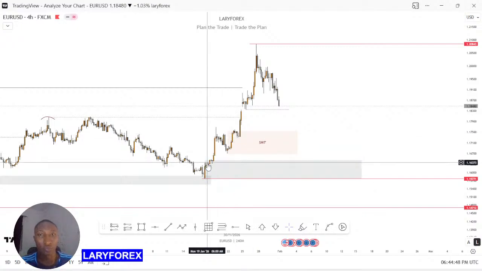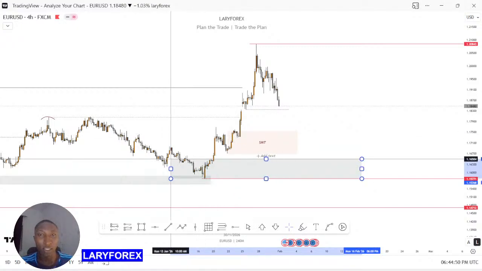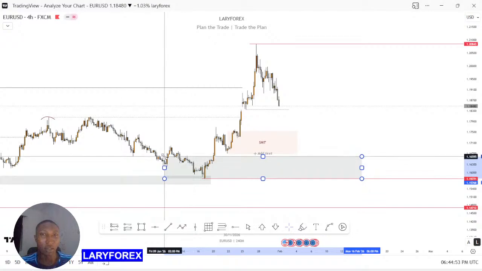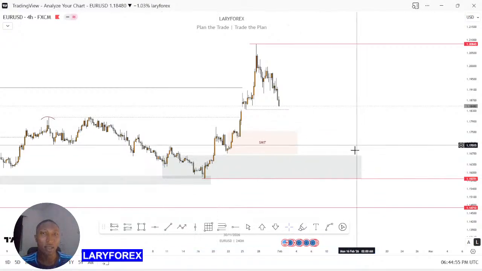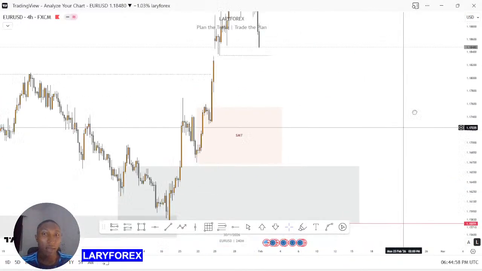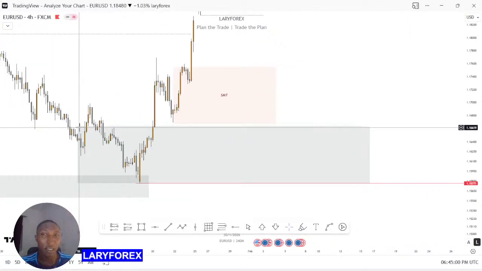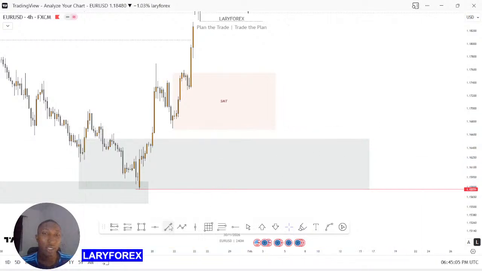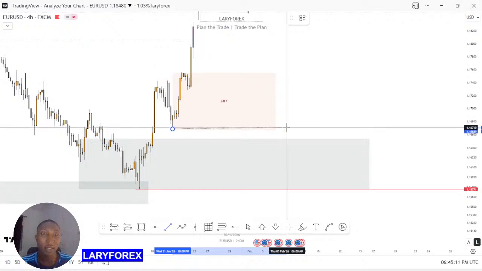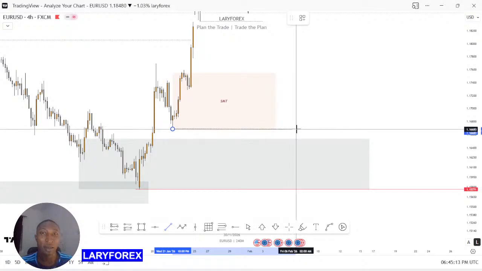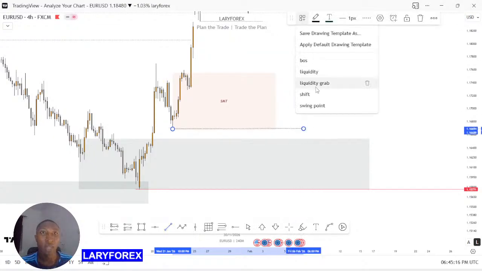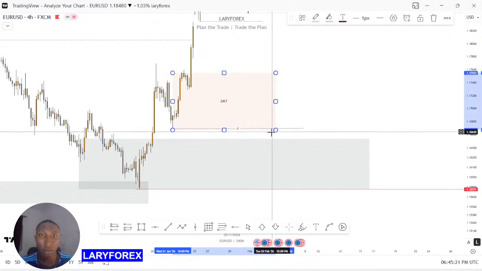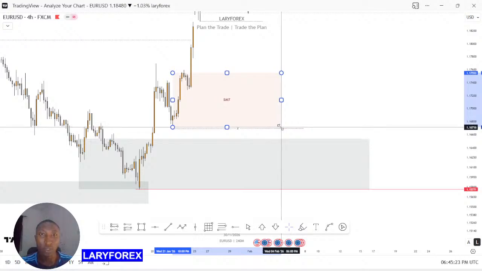I'm very much interested in this particular demand here. Another reason I'm interested in it is because I'm using the low of this particular zone here as liquidity regarding my chosen demand. So that's how I filtered it. I'm using that as liquidity.